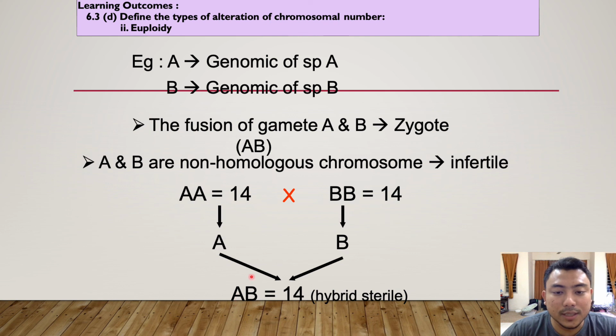Even though you have the zygote AB having 14 chromosomes, walaupun jumlah nombor kromosom yang sama, this hybrid is sterile because 7 ni adalah daripada A, 7 lagi daripada B. So bila nak segregate, nak hasilkan gamet, takkanlah hanya ada 7 daripada A, 7 daripada B. Dia tak sama macam tu. Ataupun ada berlaku campur aduk, sebab dia adalah non-homologous chromosomes daripada spesies A and spesies B.